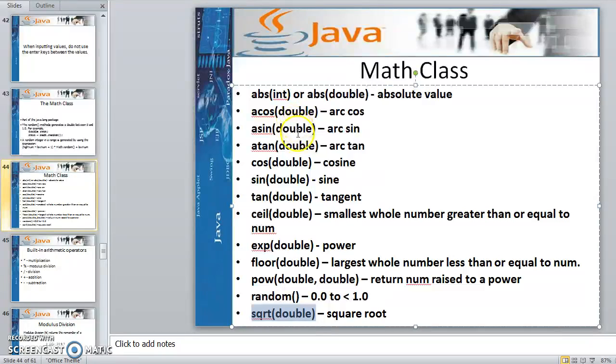The values inside the parentheses are called parameters, and that's where we pass in our values. The method takes that value and converts it to whatever operation you want it to do, whether it's abs, power, or square root. Notice random doesn't take any values in, and it just returns 0 to 1, not including 1. Okay, so those are the ones we'll go over.